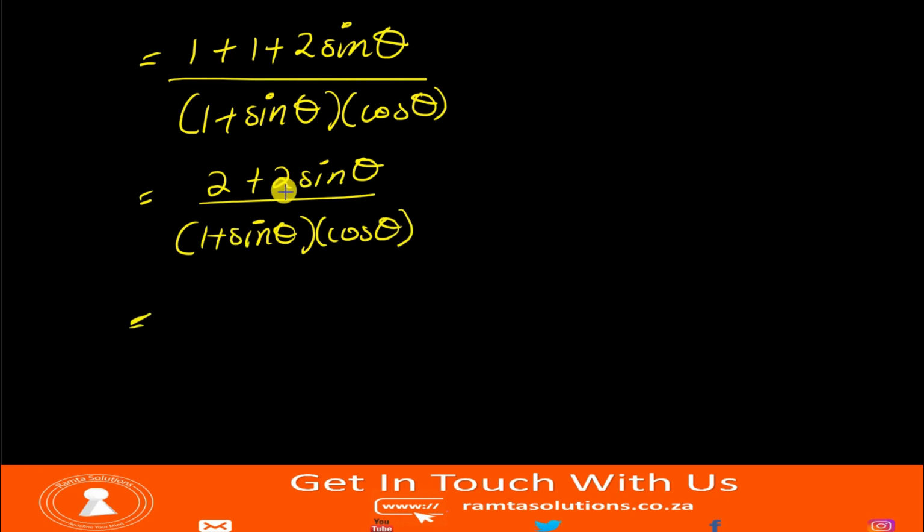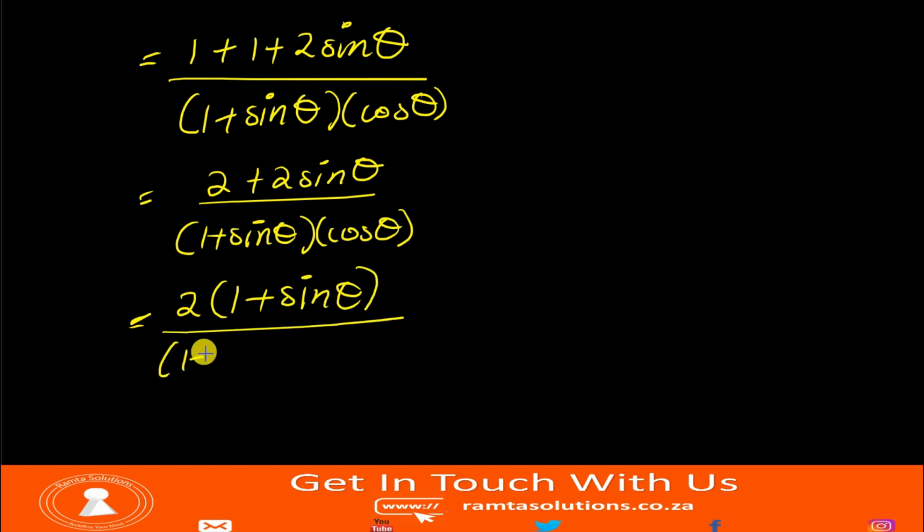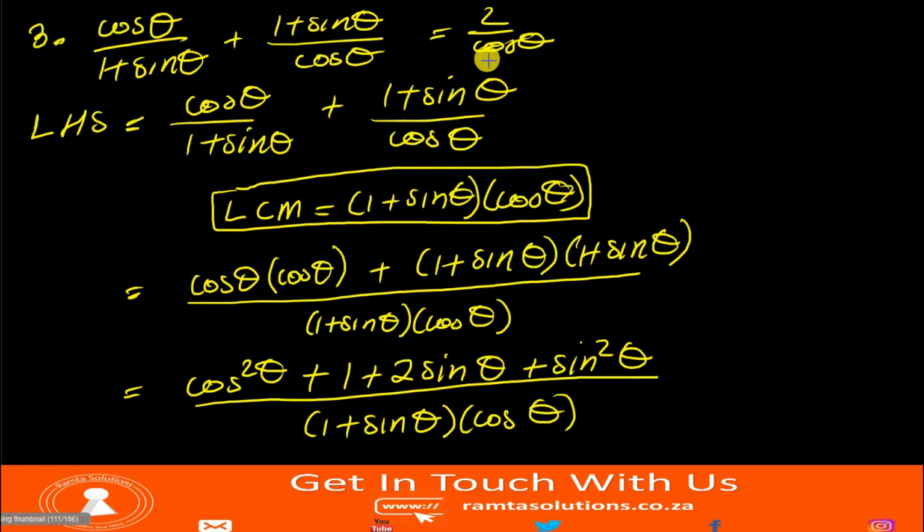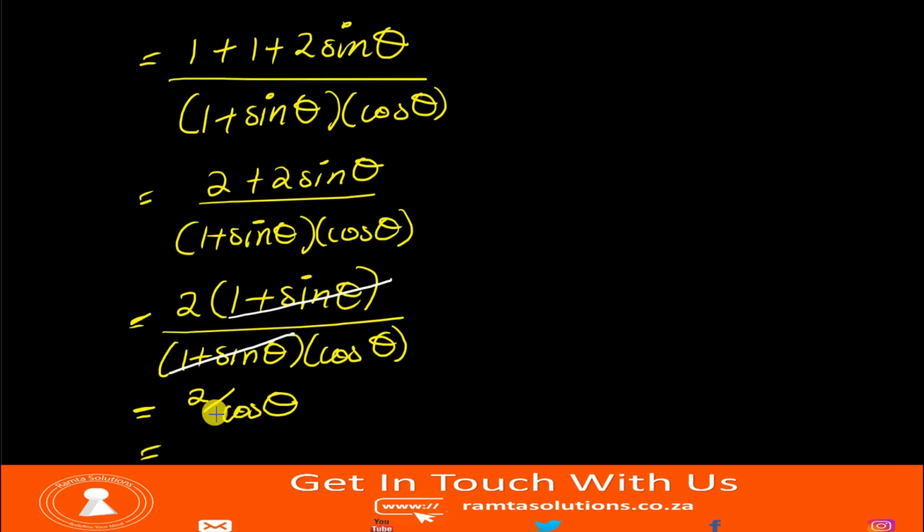As you can see in the numerator, we have a common factor 2. We are left with 1 plus sine theta. In the denominator, we still have 1 plus sine theta multiplied by cos theta. As you can see now, the 1 plus sine thetas are cancelling. We will be left with 2 over cos theta. And this is equal to the right-hand side.